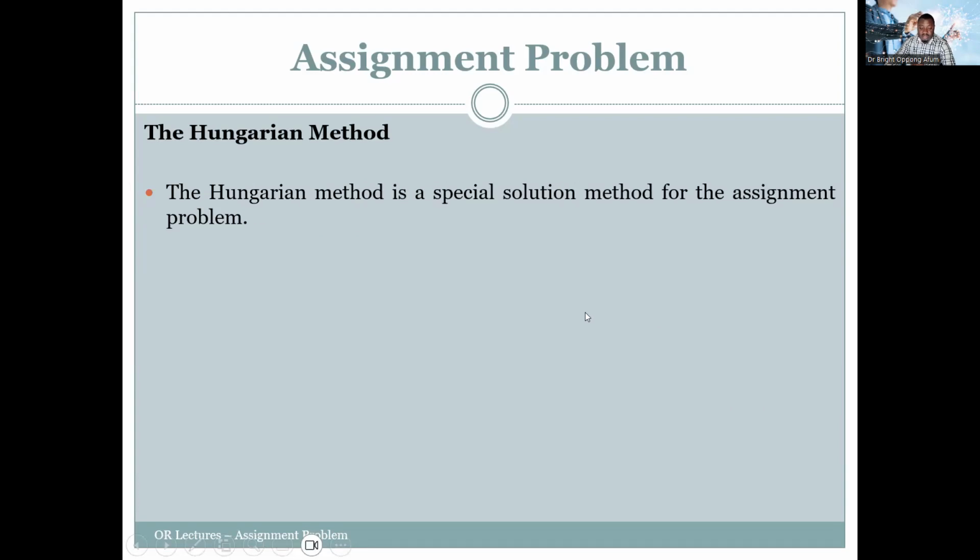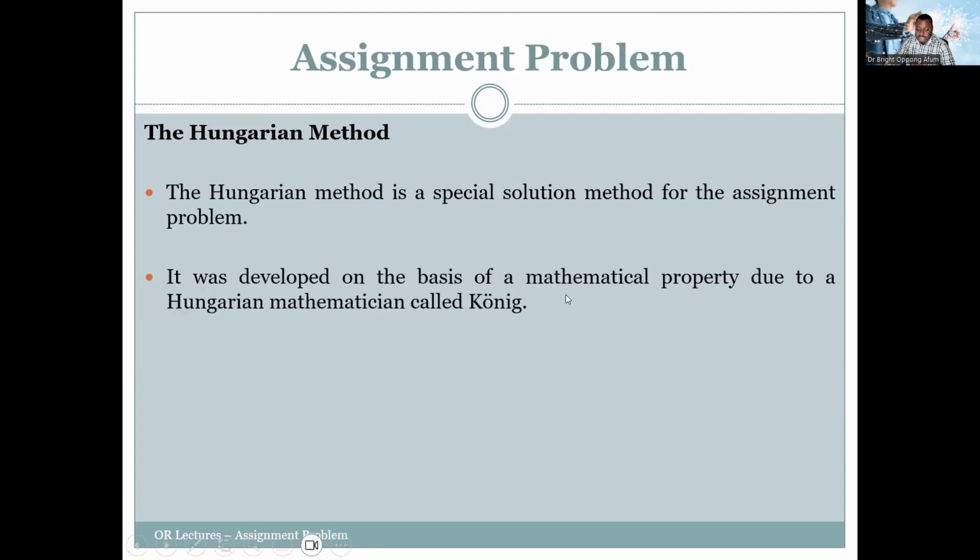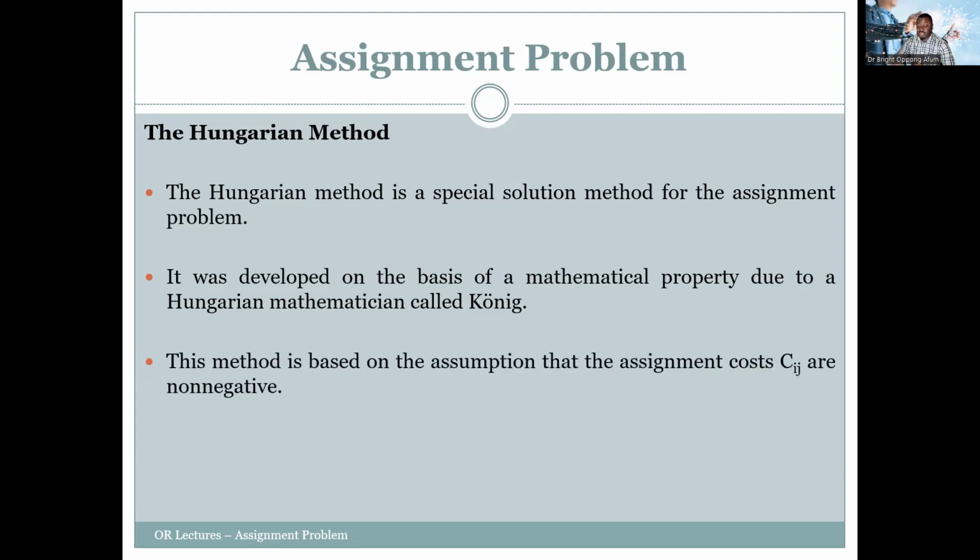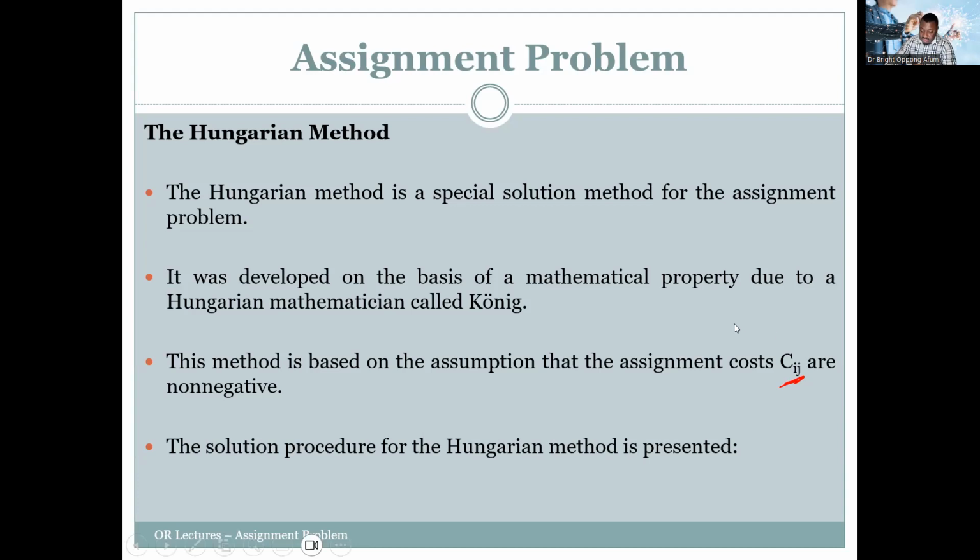All right. We'll look at the Hungarian method of solving the assignment problem. The Hungarian method is a special solution method for the assignment problem. It was developed by a Hungarian mathematician called Konig on the basis of a mathematical property. The method is based on the assumption that the assignment costs, which are the Cij, are always non-negative, and the solution procedure will be presented here.